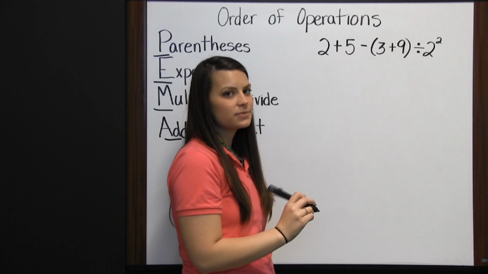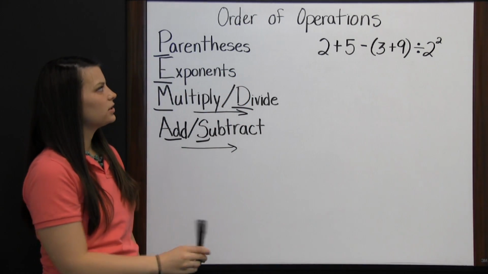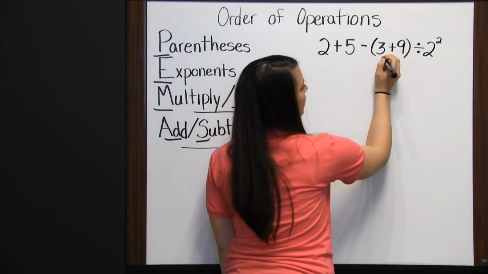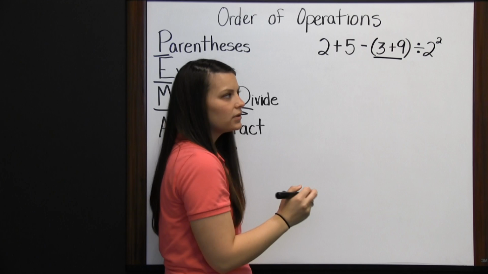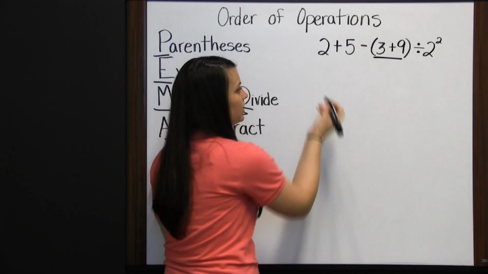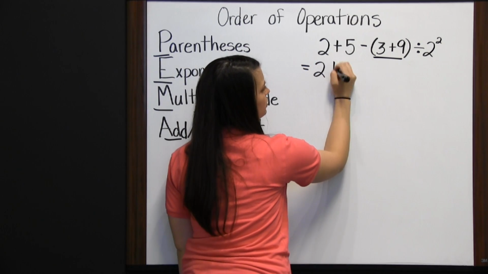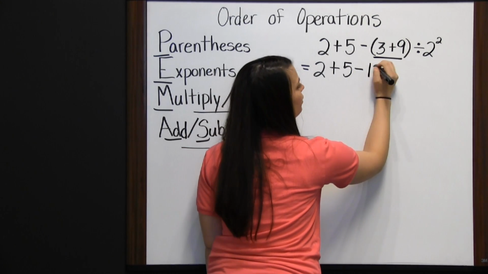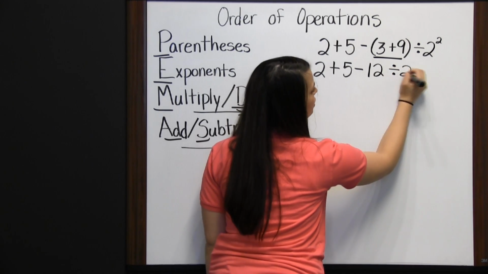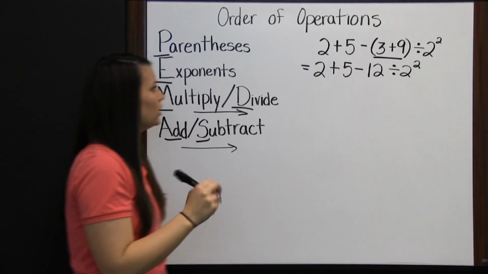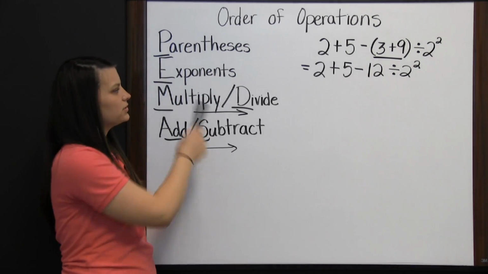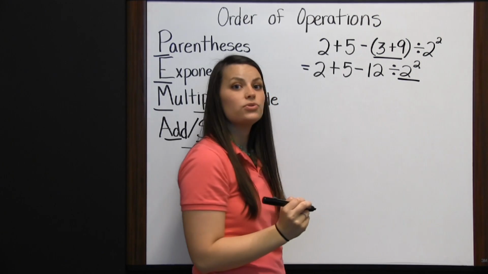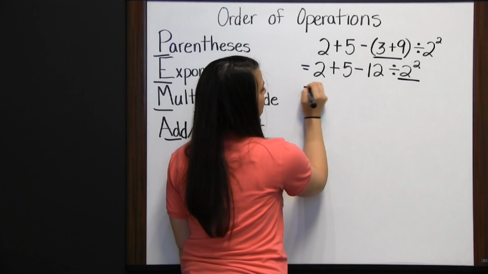We're going to simplify this expression. So according to PEMDAS, we need to start with our parentheses or our grouping symbols. 3 plus 9 then is where we need to start. That's the only thing we're going to simplify, so everything else stays the same. 2 plus 5 minus 3 plus 9 is 12, divided by 2 squared. We're done with our parentheses or grouping symbols, so next up is exponents. And we have an exponent right here at the end, so 2 squared will be the next thing we simplify.